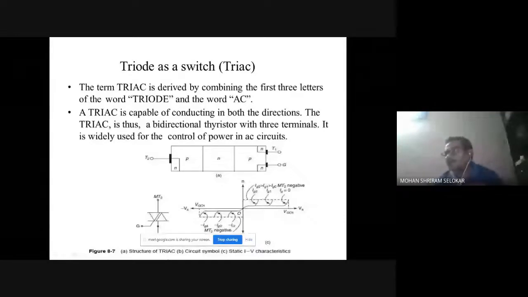Now let us discuss another most important device in the power electronics family. No doubt the SCR is a very important device which is very widely used. If I ask you what is the disadvantage of SCR, whether it is bidirectional or unidirectional?